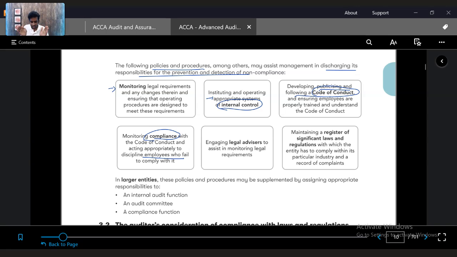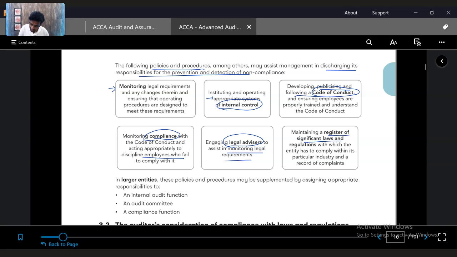They need to ensure that the code of conduct and the rules and regulations established for the company are strictly followed by their employees. Every company will need to have legal advisors who will help to assist in monitoring the legal requirements. So if there are any legal changes or any changes to the company's legal framework, the legal advisors will help them. Many big companies will have a legal department as well, who will ensure that the legal side is taken care of for the companies.